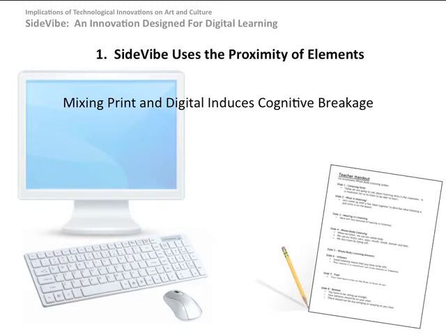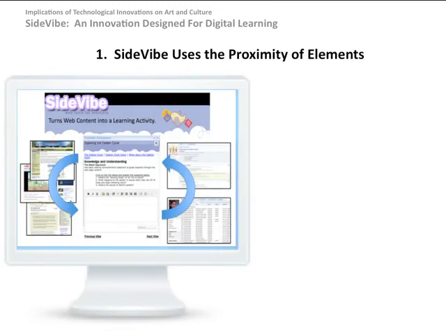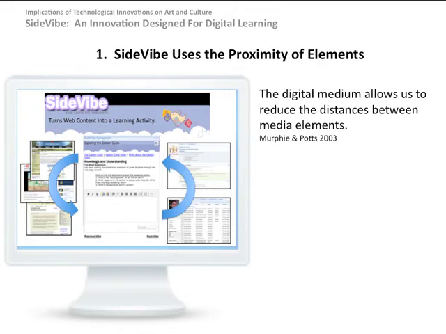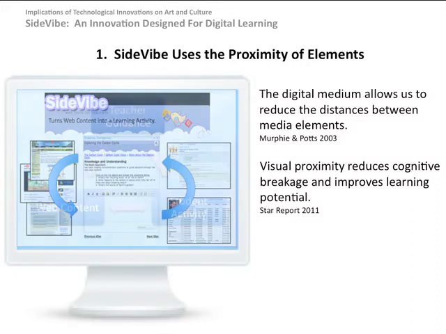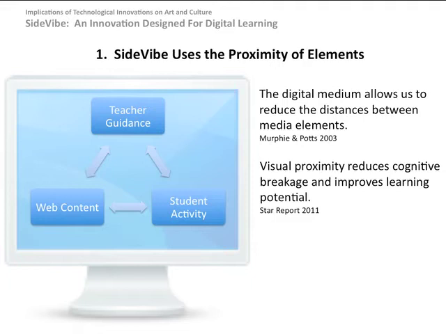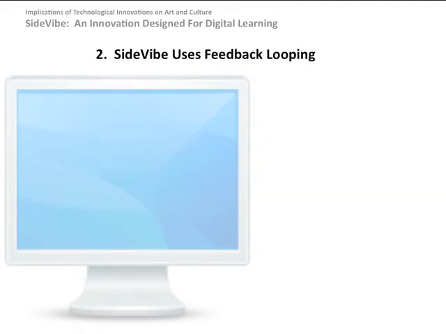As a technological innovation, SideVibe employs the inherent power of the digital medium to reduce distances between media elements through the use of visual proximity. When we place the instructional elements in direct visual proximity to one another on the screen, we reduce cognitive breakage, and learning potential is thus increased. SideVibe recognizes this and puts the elements of learning together so that hands, eyes, and minds are working in unison, navigating, engaging, and responding within the screen efficiently and productively. Instructions, content, and learner activity interact in a tight visual cycle where all the learner's attention is solely focused within a single digital space.